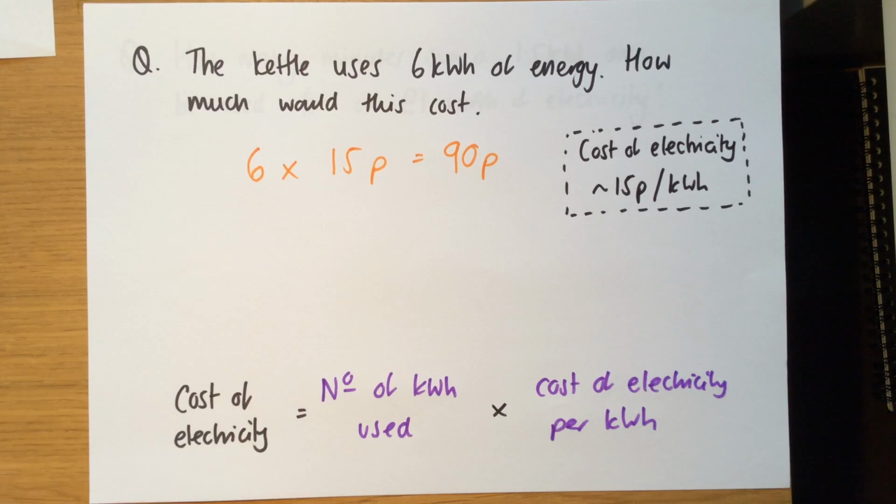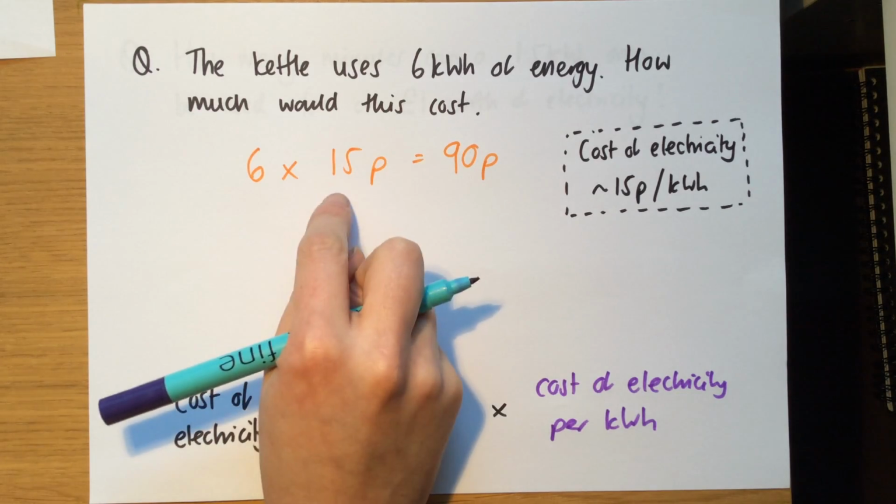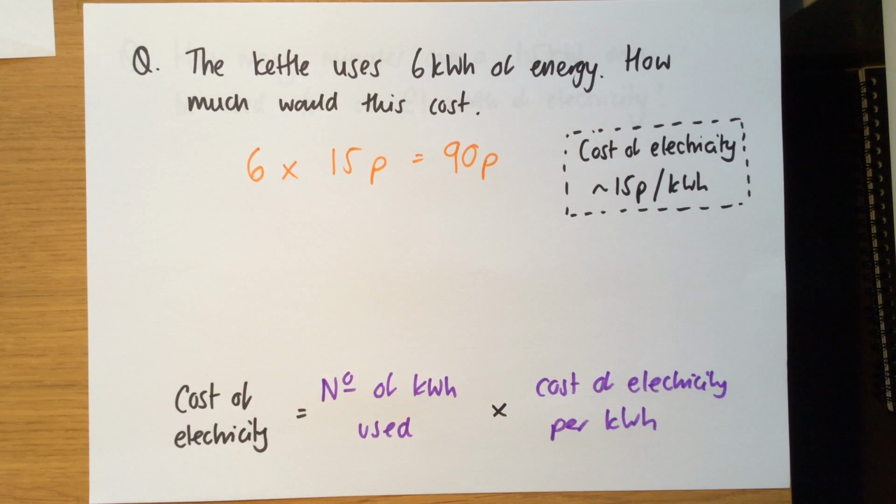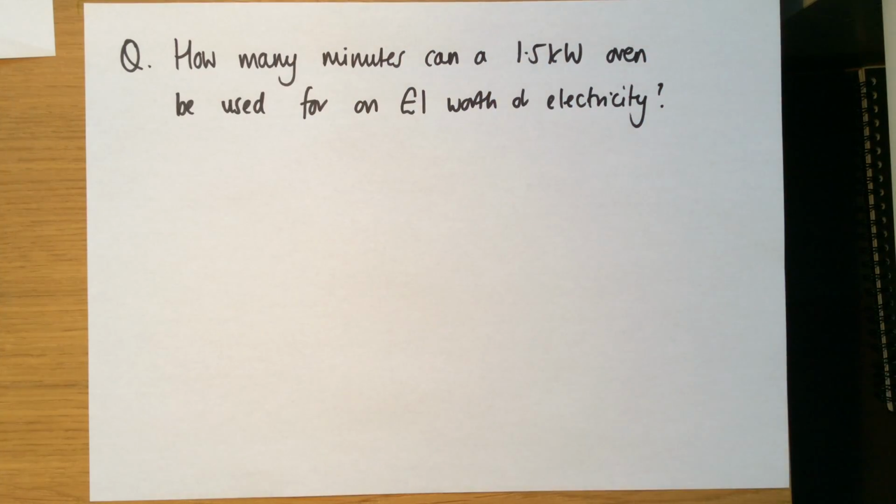Now, obviously, you're going to use a little bit more than 6 kilowatt hours, and the price might not be just 15 pence, and sometimes they have base rates, etc. So it's a little bit harder than that. But generally, this is how it works. Now, we can have a look at a bit more difficult of a problem.